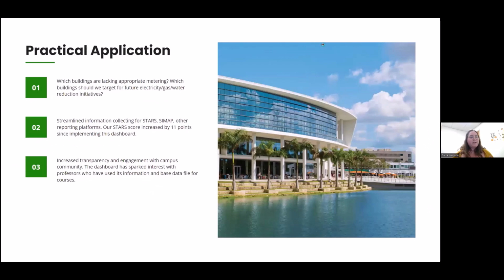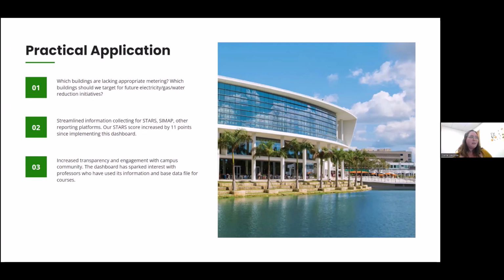This dashboard has had a lot of practical application here at the university. So the whole process of creating this dashboard in the first place has allowed us to see which buildings are not appropriately metered at all for utility consumption, both on the main campus and on the marine biology campus. On the marine biology campus specifically, there are quite a few buildings that just share 1 meter when they shouldn't be sharing just 1 meter, because then it's hard to tell what's going on in each building specifically.